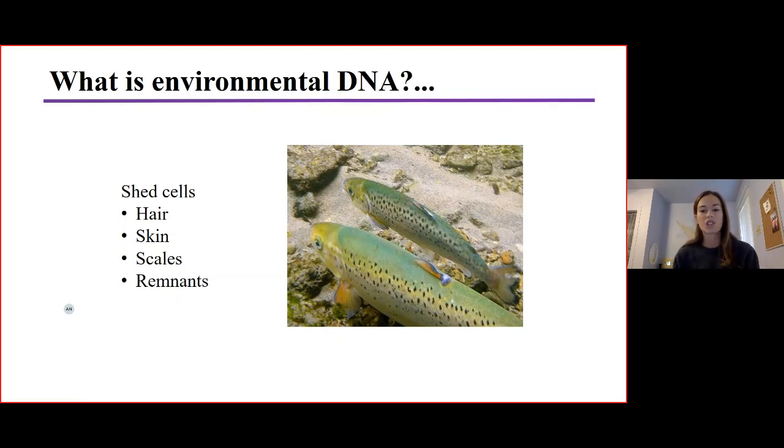It can be shed cells in the form of hair, skin, scales, or remnants. For the majority with the fish that I was looking at, it's mostly shed scales, and there's many factors that can influence the amount of DNA that you might find in a set body of water. Things like the temperature, the pH, and the salinity of the water can influence both the rate of shedding of those scales that contain the DNA, as well as the degradation of the DNA once it's in the water column.